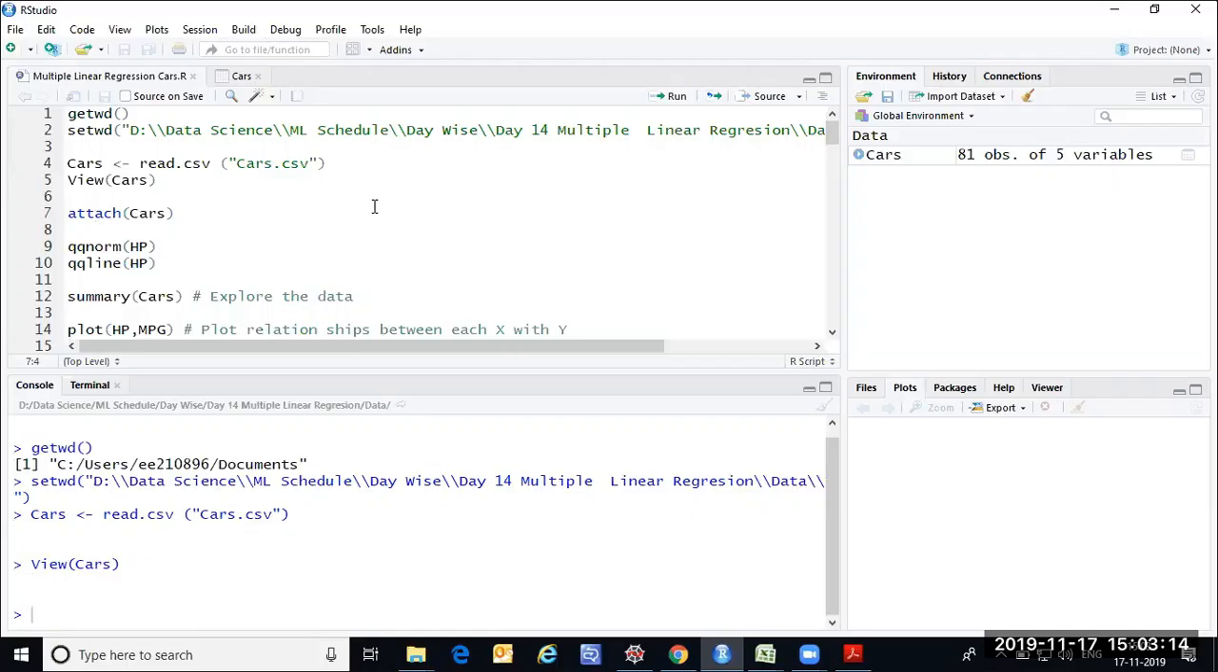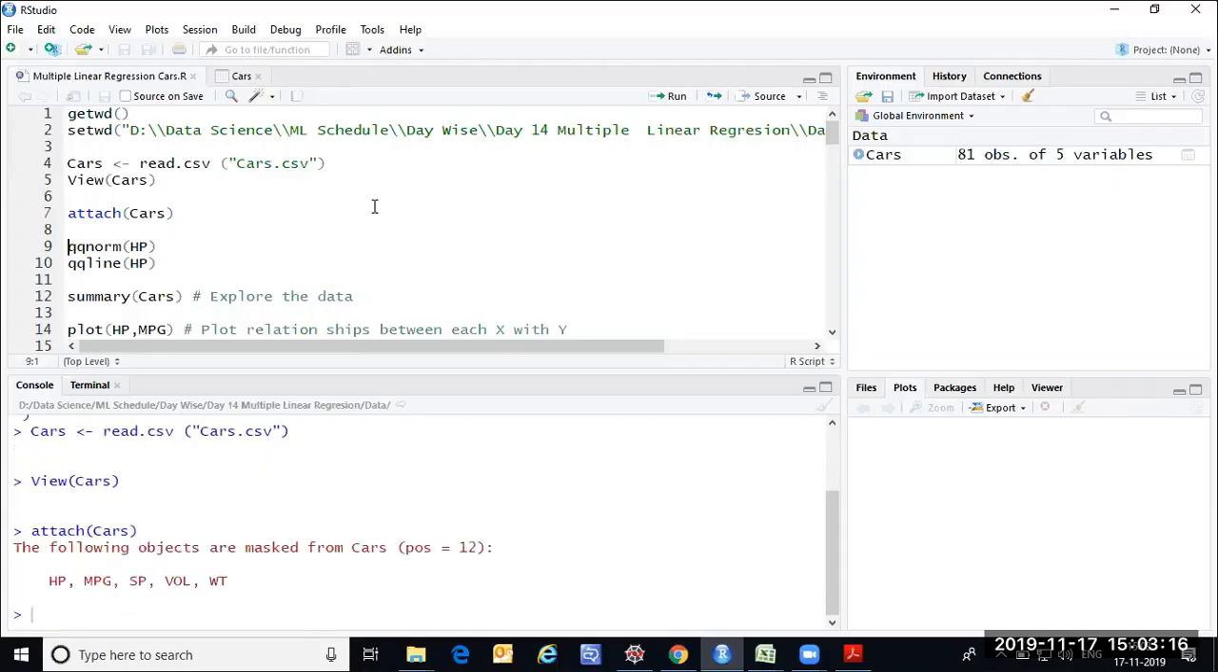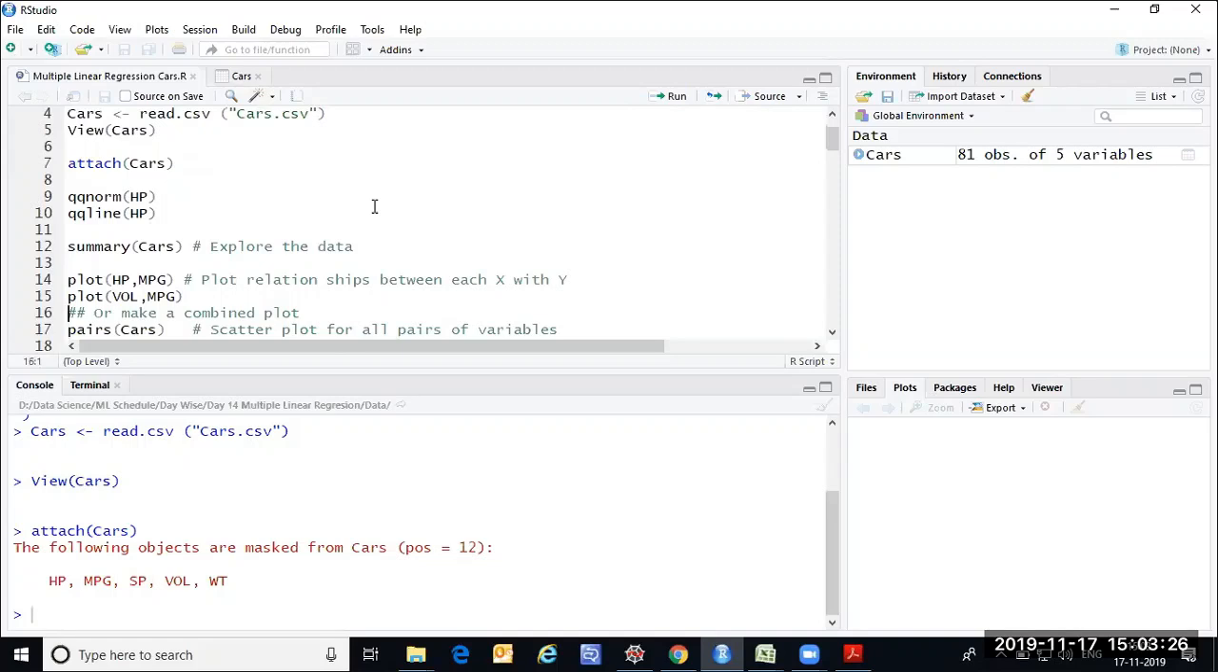Now I'm attaching this cars data so that we don't need to repeat the data frame name every time I refer to a column from that. So when I attach something, that stays in the RAM as long as the session is live.